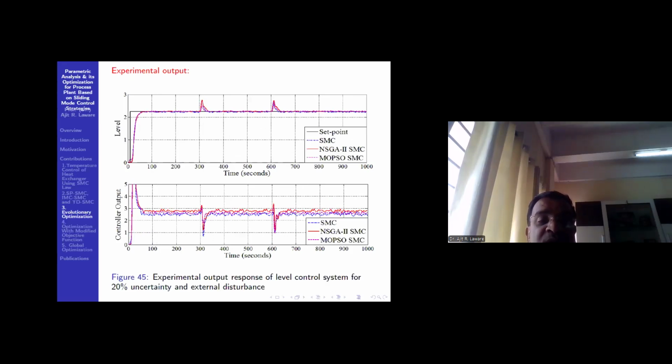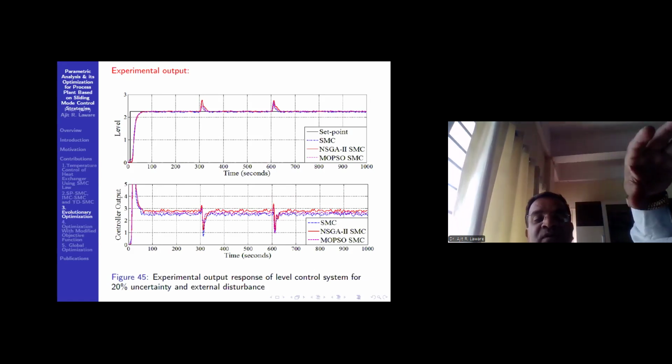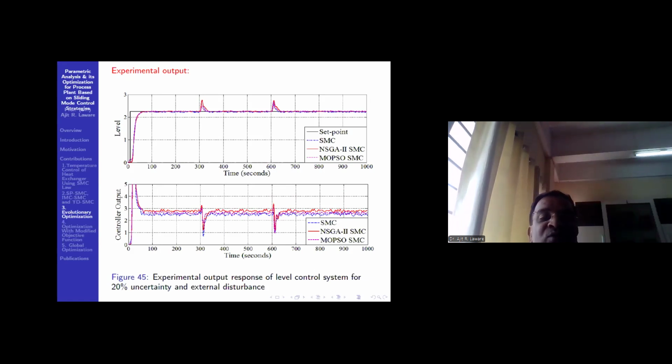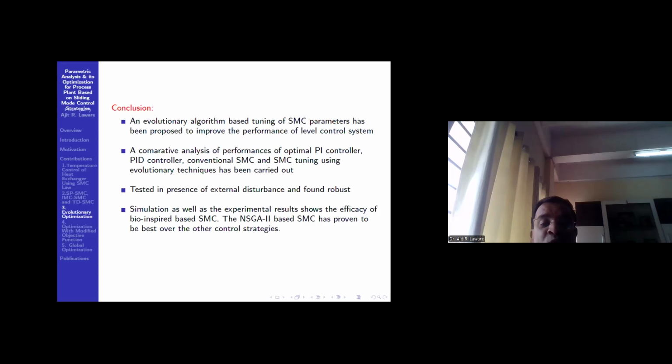Then this is your disturbance response, with 20% uncertainty and external disturbance. To the tank, I have connected a relay, and for a particular 15 seconds I operate that relay and give the disturbance. Or you can add water from the upper side of your tank, which will also be a disturbance. So this is the set point change and corresponding controller output U of T. Here NSGA2 SMC gives you better performance as compared to the other strategies.